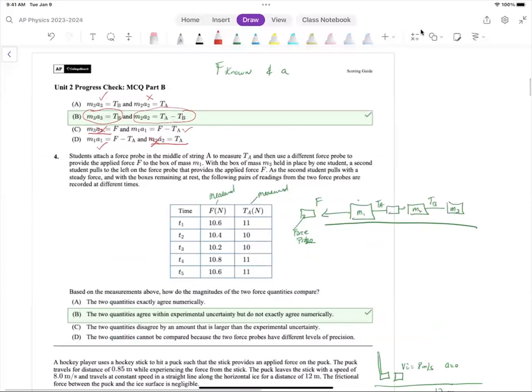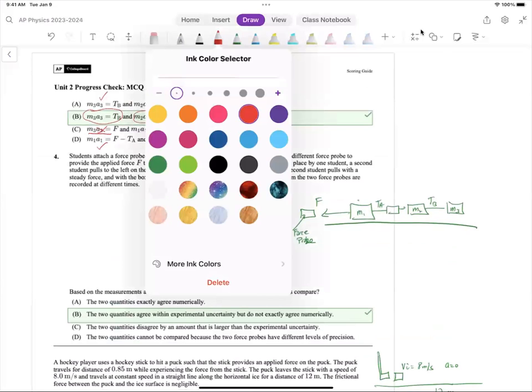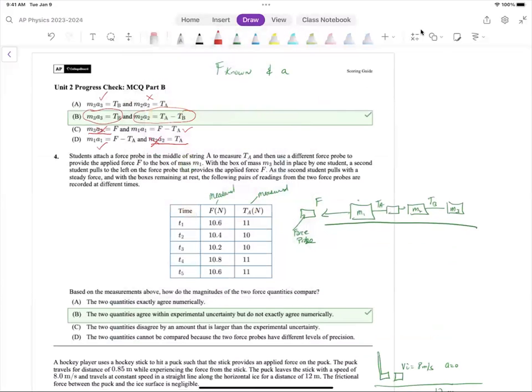Number 4, students attach a force probe in the middle of a string. What does that look like? So here is a force probe. I've redrawn it. I can put a force probe in the string. I can actually put it in there and I can get a data point, okay? In the middle of string A to measure TA.